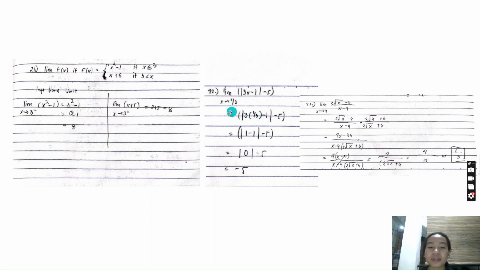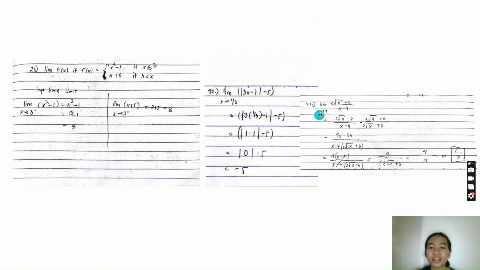Now moving forward to our number 22, the limit of the function, the absolute value of 3x minus 1, minus 5x as x approaches 1/3. In this case, we will just simply substitute 1/3 to the x. So that will be 3 times the quantity of 1 over 3 minus 1, then absolute value, minus 5. Then 1 minus 1, that is 0, minus 5, that is negative 5. Therefore, as the x approaches 1/3, having this function as a basis, then the values approach negative 5.